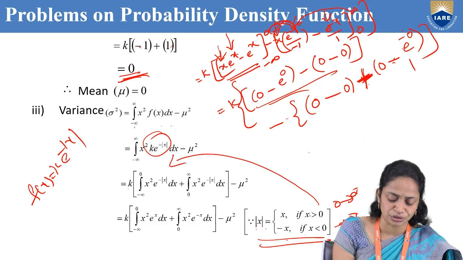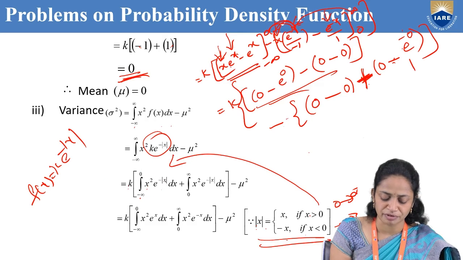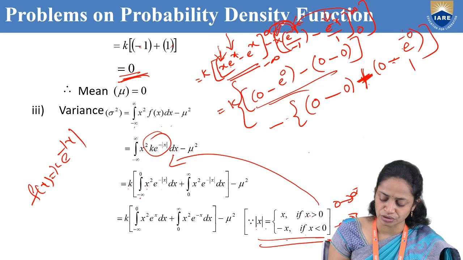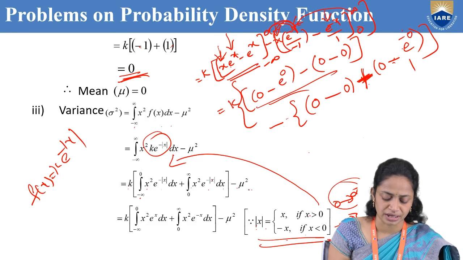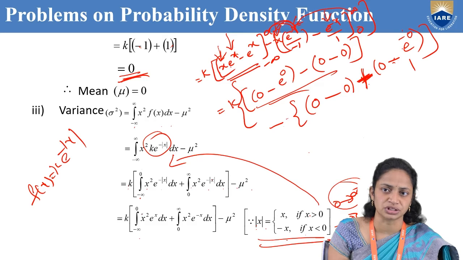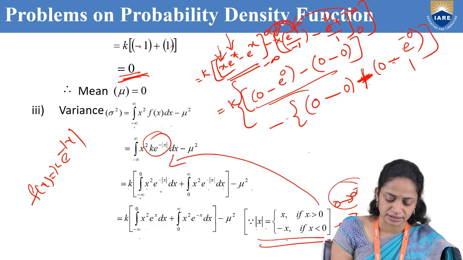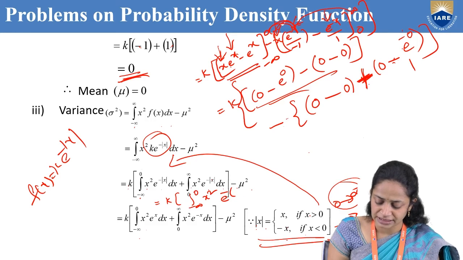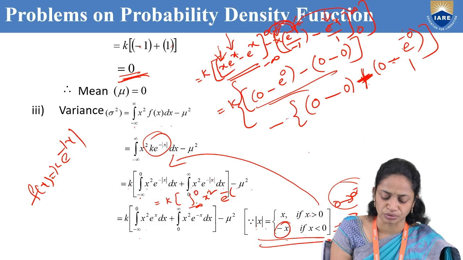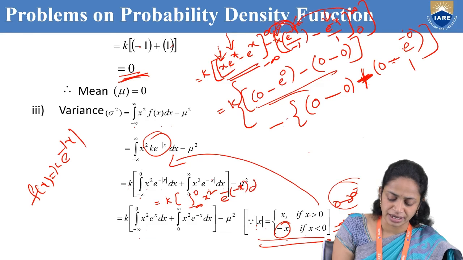Okay. So that is k into minus infinity to 0 x square. So I am keeping the k outside. So x square e power minus modulus of x plus integration over 0 to infinity x square e power minus modulus of x dx minus mu square. So k into integration over minus infinity to 0 x square. So we know that. So here I am writing one more step here. So that is k into integration over minus infinity to 0 x square e power minus modulus of x equal to minus x, because here the limits are minus infinity to 0. Here the limits are minus infinity to 0. So that's why this is minus x dx minus.